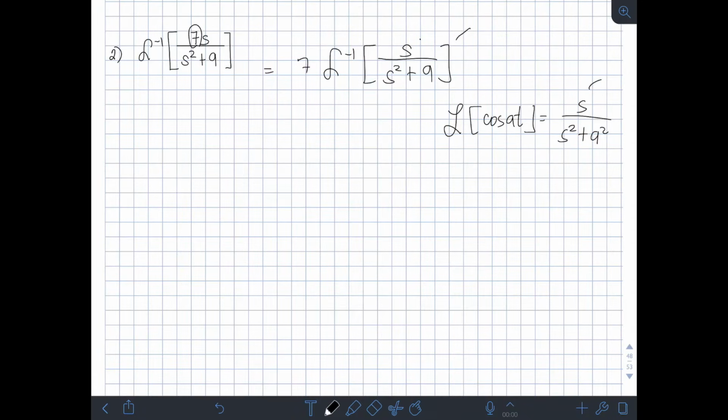If we compare, our a squared here is 9, which we can write as 3 squared, so our a is 3. Right? Therefore, the inverse Laplace transform of this expression, s over s squared plus 9, is cos at, where our a is 3. So it's 7 cos 3t, applying this formula for Laplace transform. Therefore, this is the final answer, 7 cos 3t.